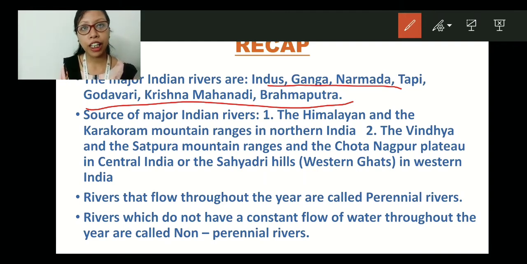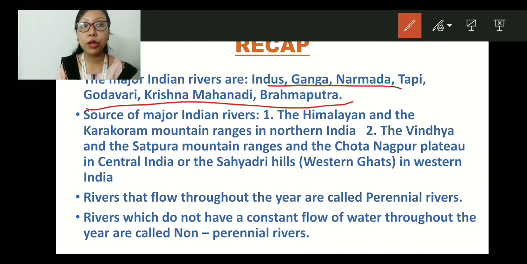Then we came to know that there are two major sources of Indian rivers. Number one is the Himalayan and the Karakoram mountain ranges, which are located in northern India, and the second is the Vindhya and the Satpura mountain ranges, and the Chota Nagpur plateau in central India, or the Sahyadri hills in western India. So the first source is located in northern India and the second source is located in central and western India.